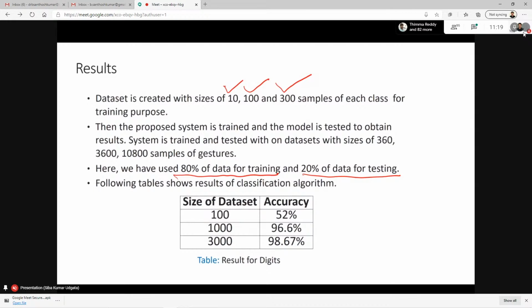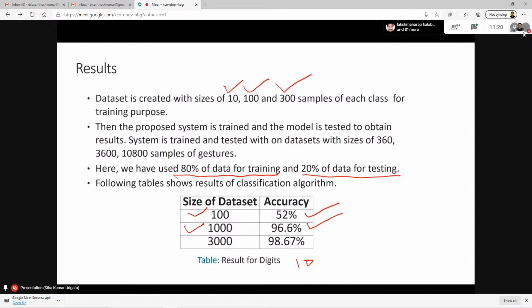If you take a data set consisting of only 100 samples, the accuracy is only 52%. But if you make 1,000, how do you make 1,000? Instead of creating 10 samples, we created 1,000 samples. For digits, how many digits are there? 10 digits. If you take each digit 10 times, that is 100. Each digit 100 samples, then it is 1,000.